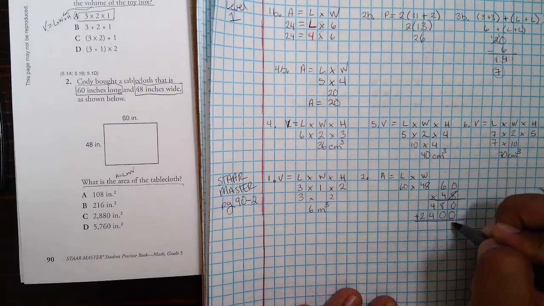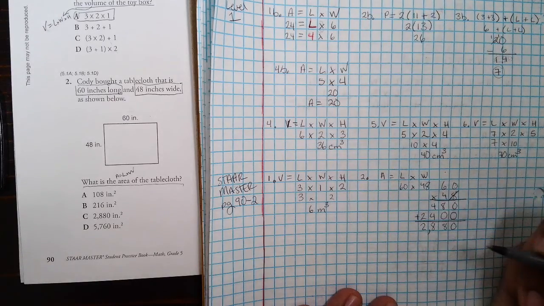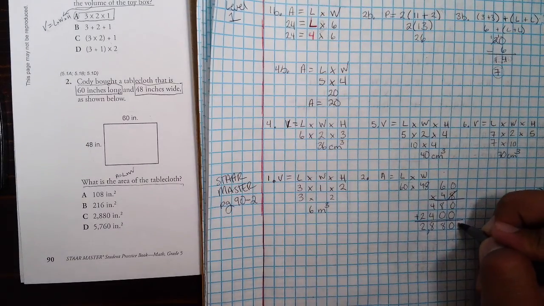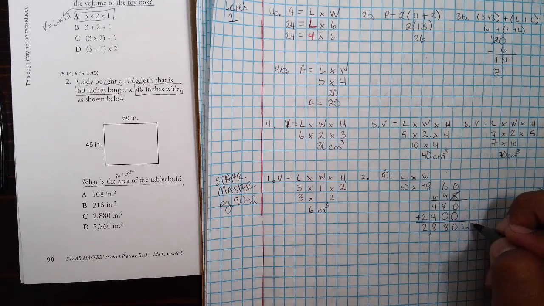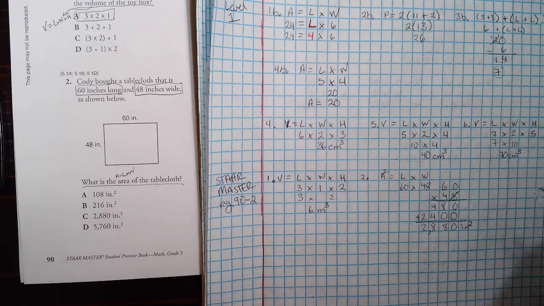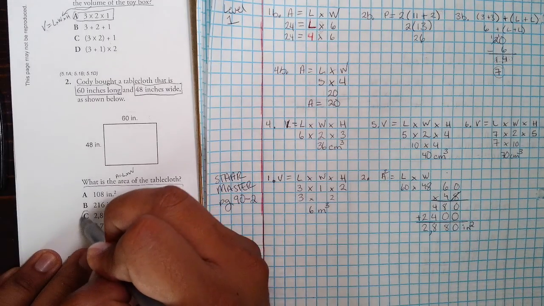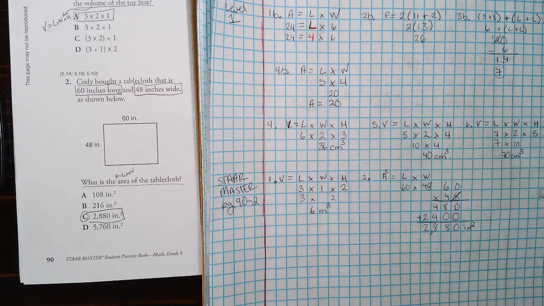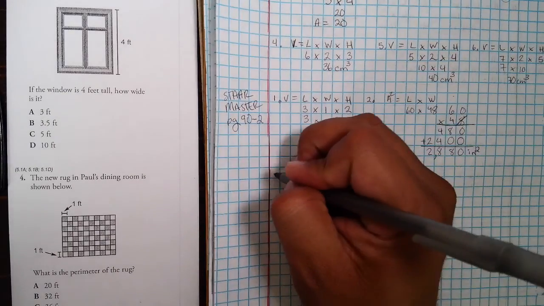Add them together. 0, 8, 8, 2. Put my comma. My unit, we're talking about inches. And since I'm talking about area, we're multiplying times two things, it's going to be squared inches. So which one do I have here? It's going to be letter C. Very good job. Alrighty, let's go on to number 3.